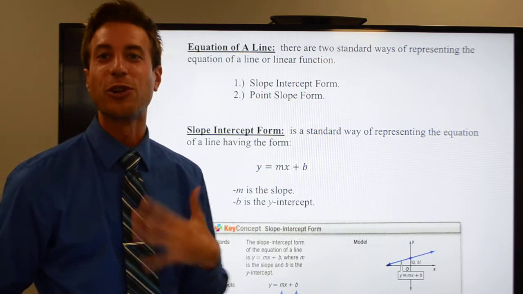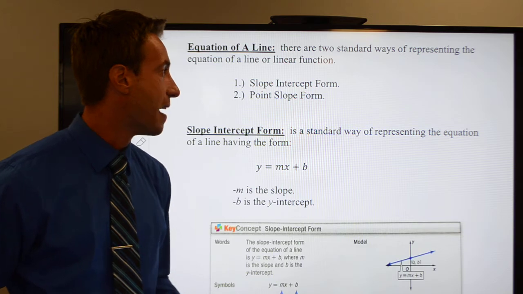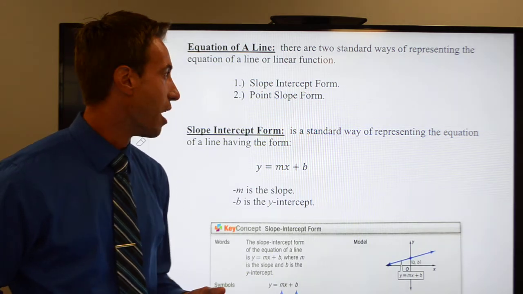Slope-intercept form of a line, we're going to look at that one first. After that, we're then going to take a look at the point-slope form of a line.